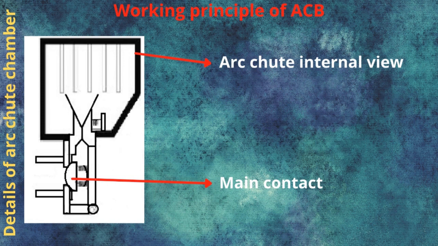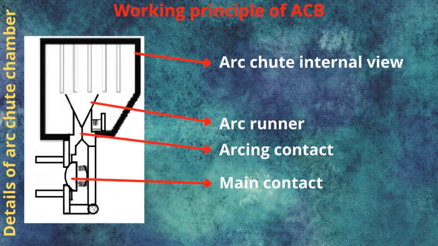Main contact releases when a fault occurs. Arcing contact releases when the arc reaches. Arc runner guides the arc to splitters. Splitters absorb the arc fire from the contact.